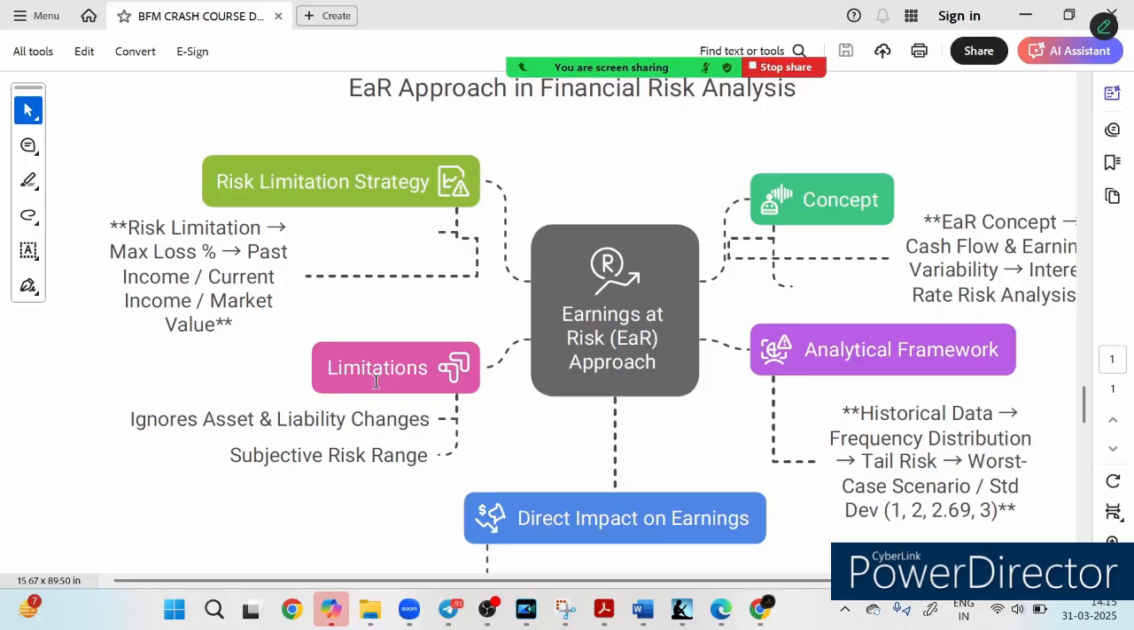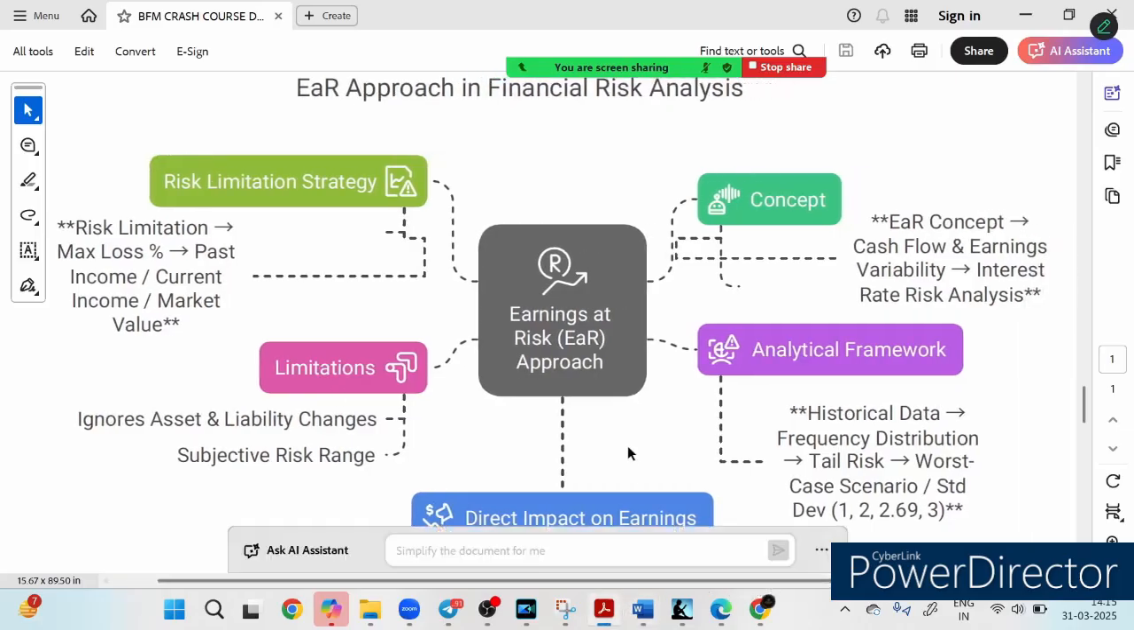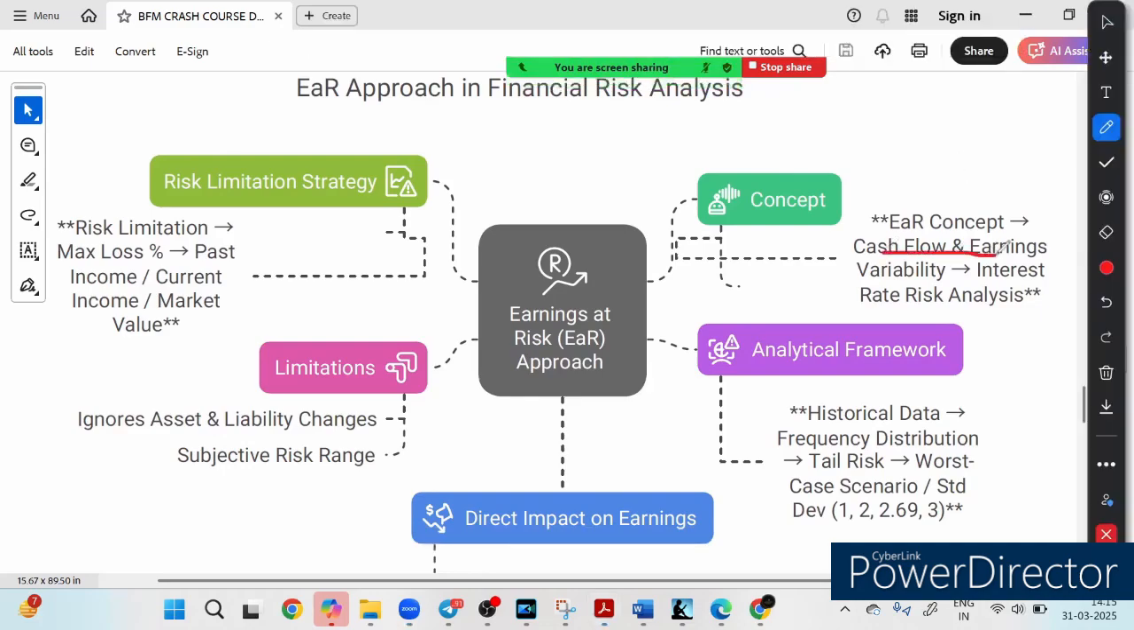Let's break it down. Let's first of all talk about the concept of EAR. On the right side you can see, basically it focuses on cash flow and earning variability, right? So basically it helps business analyze how much their profit could be affected by interest rate change and other financial risk. That is called interest rate risk analysis. Suppose interest rate is bound to change, how will this change affect their profit? It's like a financial weather forecast, keeping you prepared for any kind of storm.